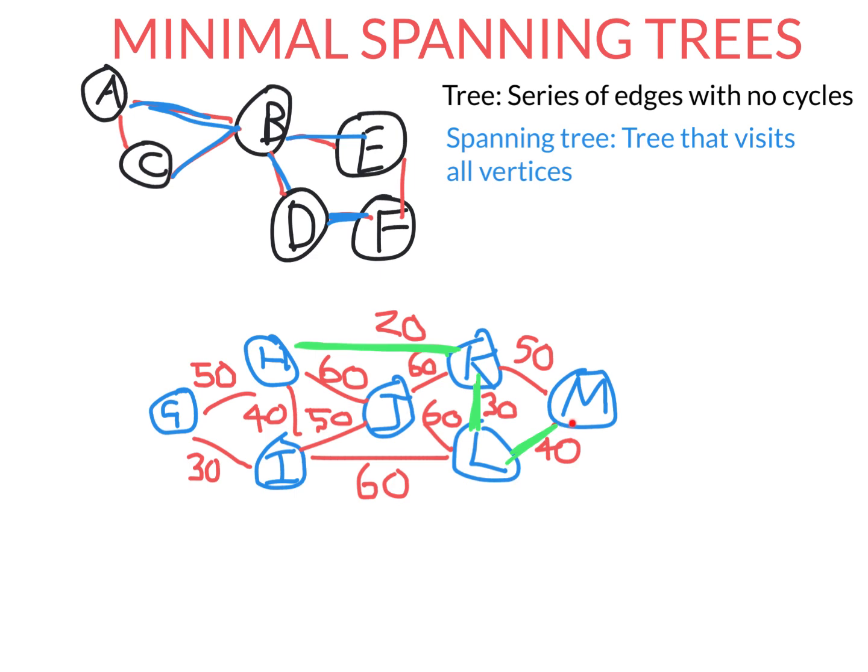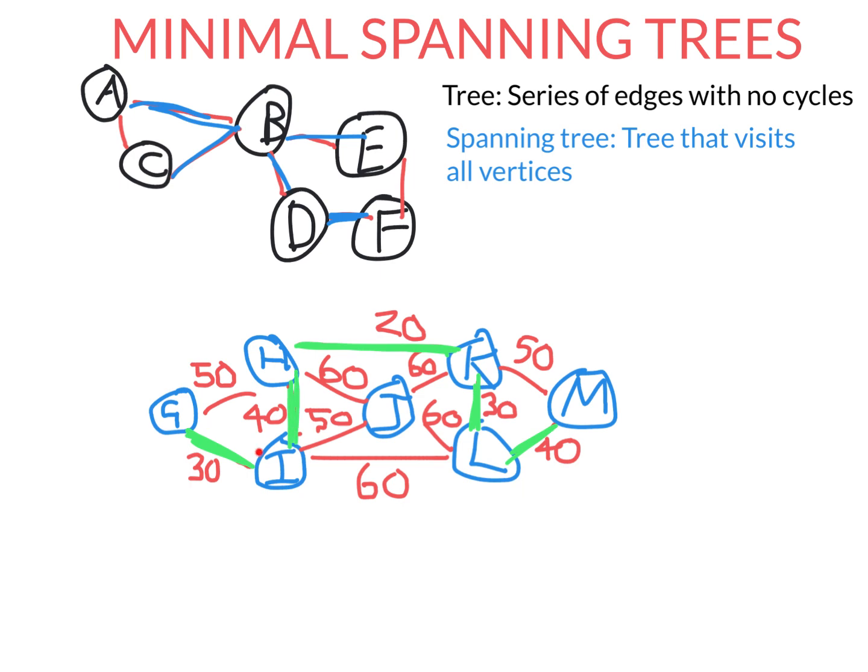See, we've ended up at M. We can't go backwards like that because that would waste money. We're already connected K to M through L. So let's go back and let's find the next lowest weight in the entire graph. Well, that happens to be this one here, this 30. We want to include this edge here because it's a low number. So then let's go from I. What is the next lowest weight from I? Well, that's the 40 here, so we're going to include that.